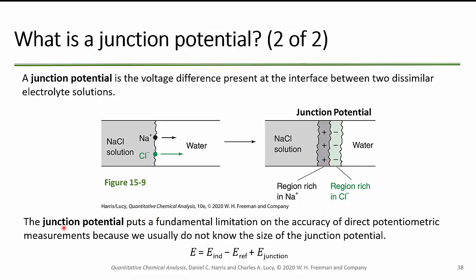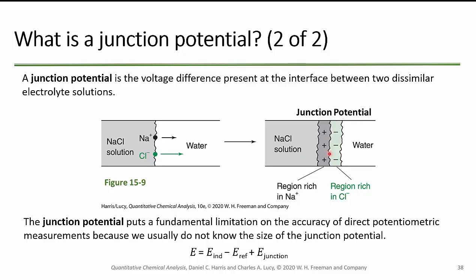This junction potential puts a fundamental limit on the accuracy of direct potentiometric measurements because usually we don't know the size of that junction potential. So this is a source of uncertainty in our measurement. If we know what those are, it could be systematic. If we do a really good study and we know the mobility of sodium and chlorine at a particular ionic strength, in saturated solutions and in pure water, we might be able to treat it as a systematic error. But most of the time, we don't know what our concentrations are.